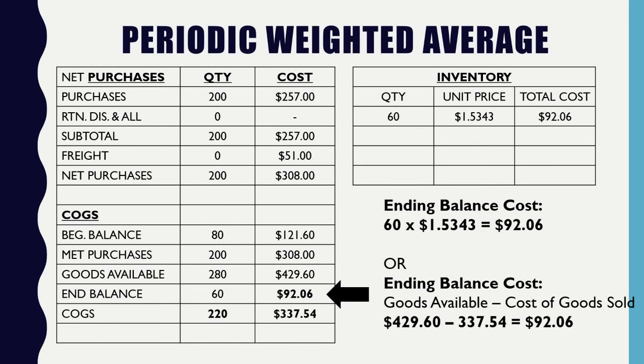Which then you easily solve for your ending inventory by taking your average cost, or you can do it by taking your goods available and subtracting the cost of goods sold, to leave you with $52.06 remaining. Okay, any questions here?